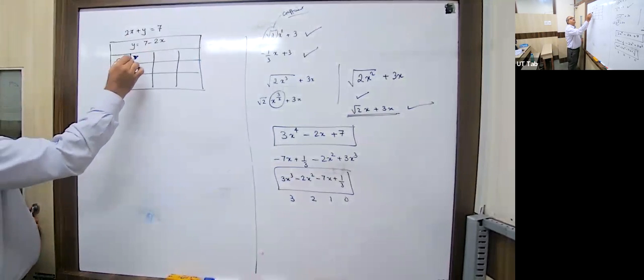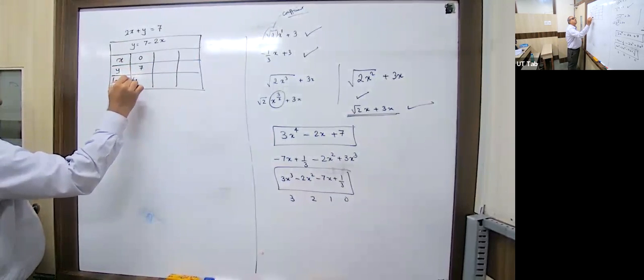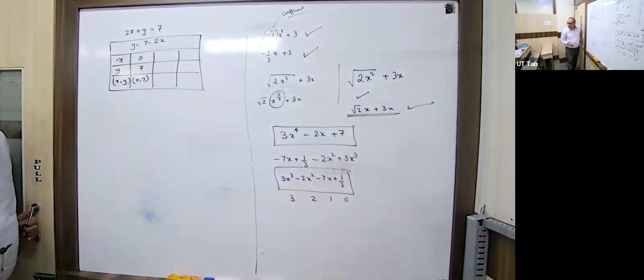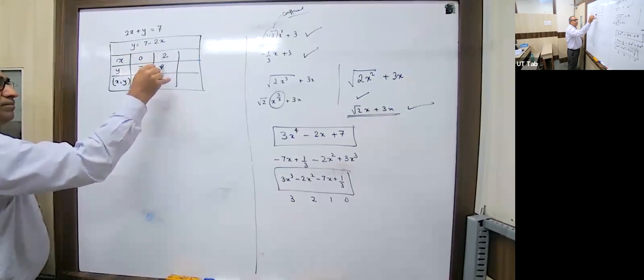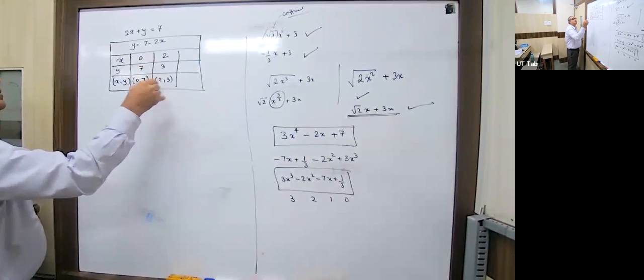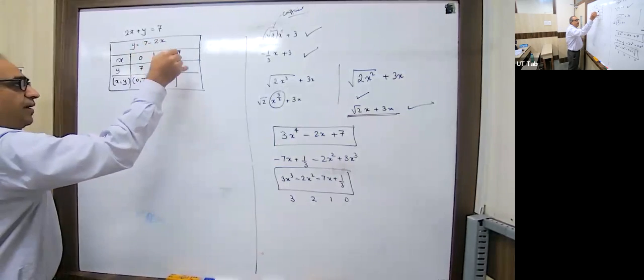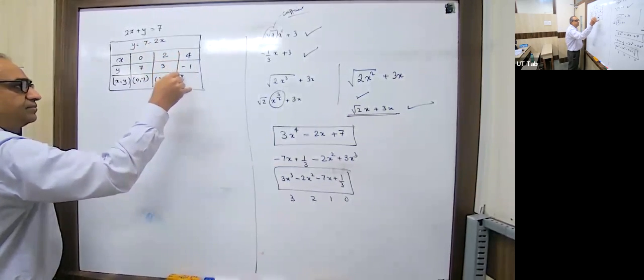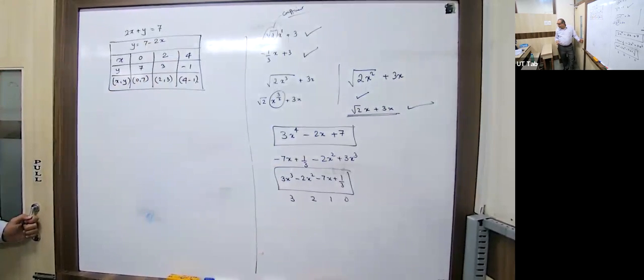Let me take the value of x as 0 first of all. 7 minus 0, so I'll get this point. Let me take the value of x as 2. So 7 minus 4. Let me take the value of x as 4. 7 minus 8. And then I can plot. This is a graph of a linear equation in 2 variables, which will always be a straight line.